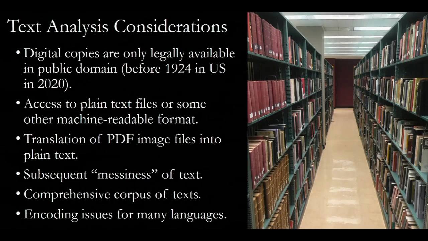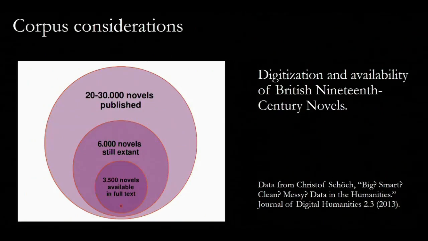And then alongside some of those challenges comes encoding issues for many languages, and I'll talk more about that in a moment. So for example, if we were going to put together a corpus of 19th century British novels to analyze, and we wanted to do this because it would allow us to make some claims about 19th century British literature, we would find that there would be some challenges. For example, we know from catalogs and other documents that there were probably 20 to 30,000 novels published in the 19th century in Britain. And of those, only 6,000 are still around, because they were preserved in archives or were in people's collections. So that's a substantial number of documents that are missing.